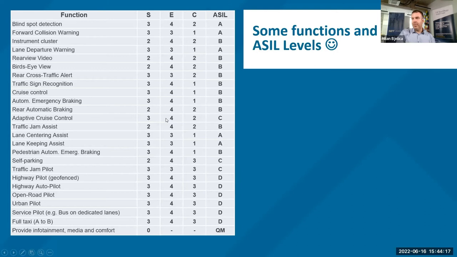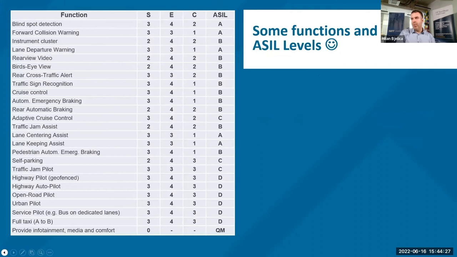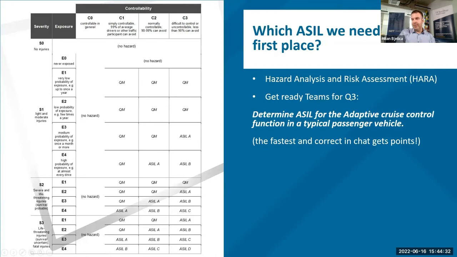We can analyze here. So three means life-threatening injuries. Four is for the exposure. So it means at almost every drive. And it is deemed to be two, normally controllable. 90 or 99% of the people can avoid. It's usually used with higher speeds. So this is why it's not simply controllable, because all of a sudden it fails. So not everyone is going to cope with the situation depending on the distance you keep with the other vehicles. So it is judged to be normally controllable in this case.